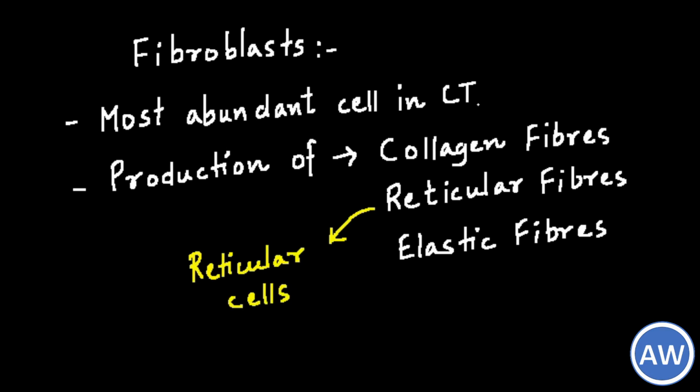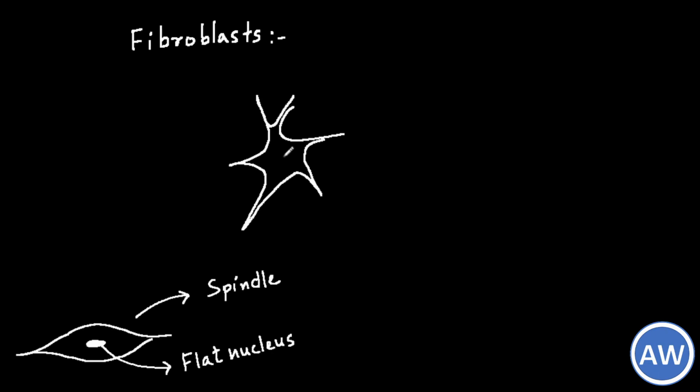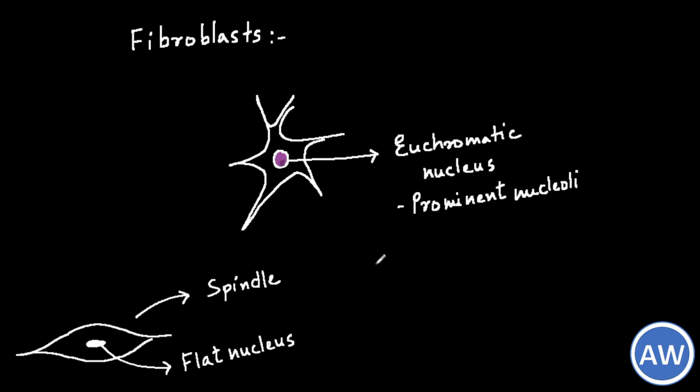Now let us see how they appear. In tissue sections, these cells appear to be spindle-shaped and the nucleus appears to be flattened. However, when seen from the surface, these cells show branching processes and a branching pattern. The nucleus is large, euchromatic, and has a prominent nucleolus. The amount of cytoplasm and organelles varies depending upon the activity of the fibroblast.